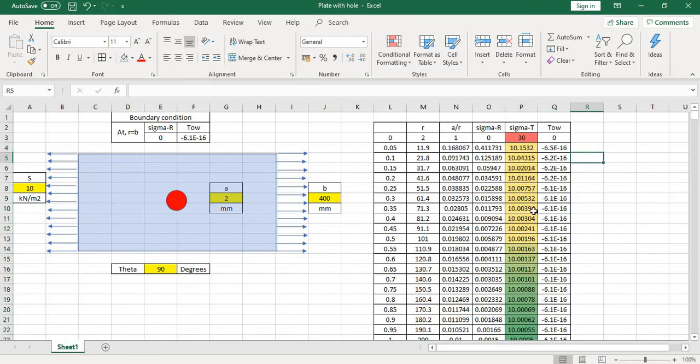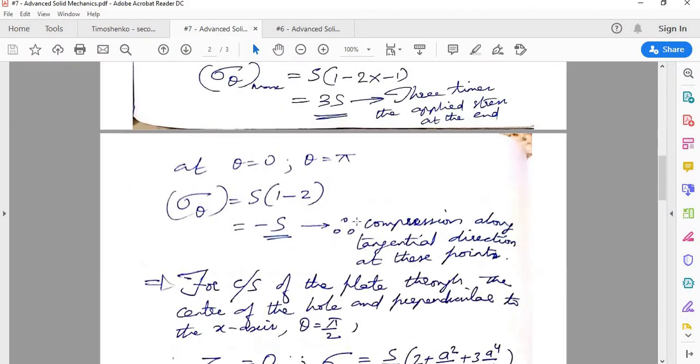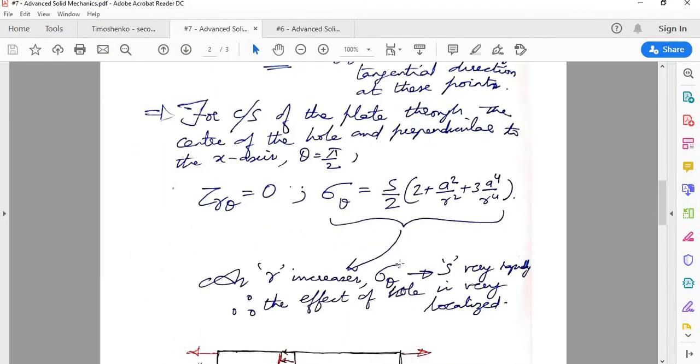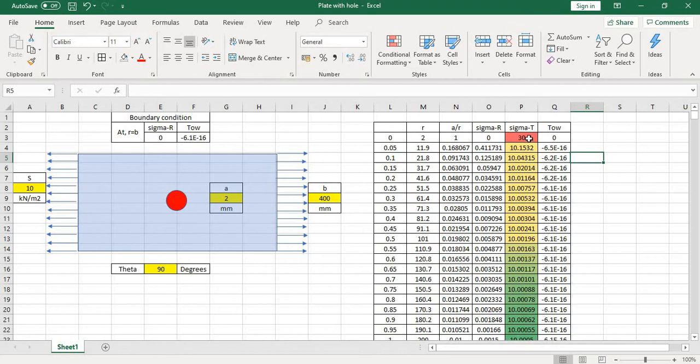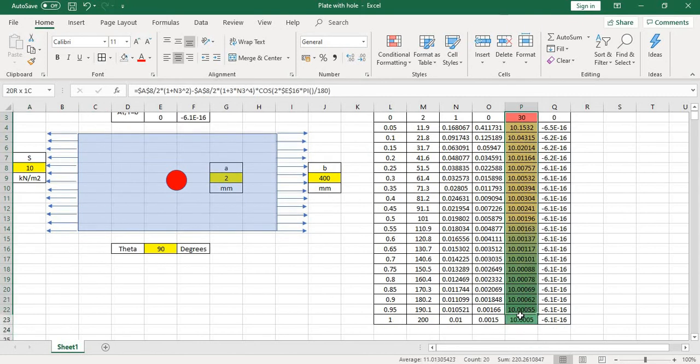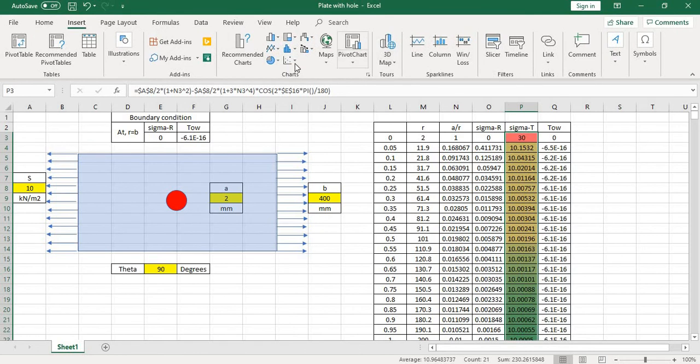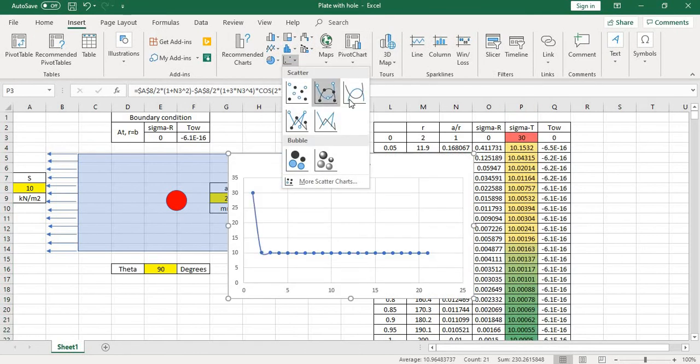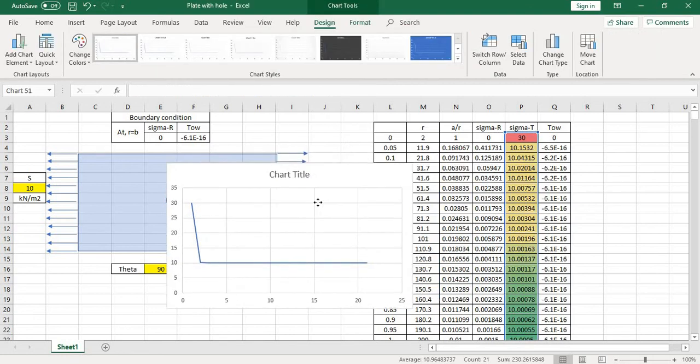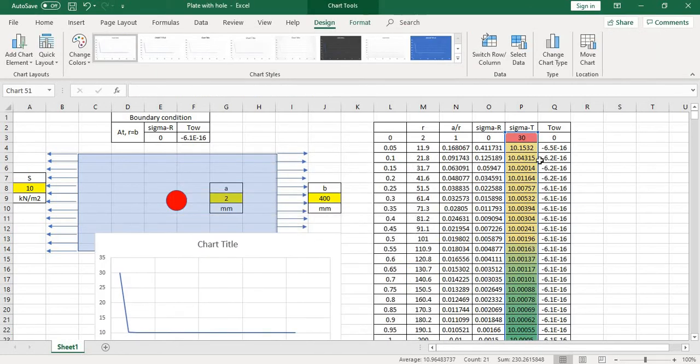Here one more thing you can see, as we discussed, is that the effect of the hole is very localized. If you look at this, it is 3 times at the location of the hole, and very soon afterwards it starts becoming closer to the actual applied stress. If you plot this, you can see that. It becomes closer to the actual applied stress very shortly.